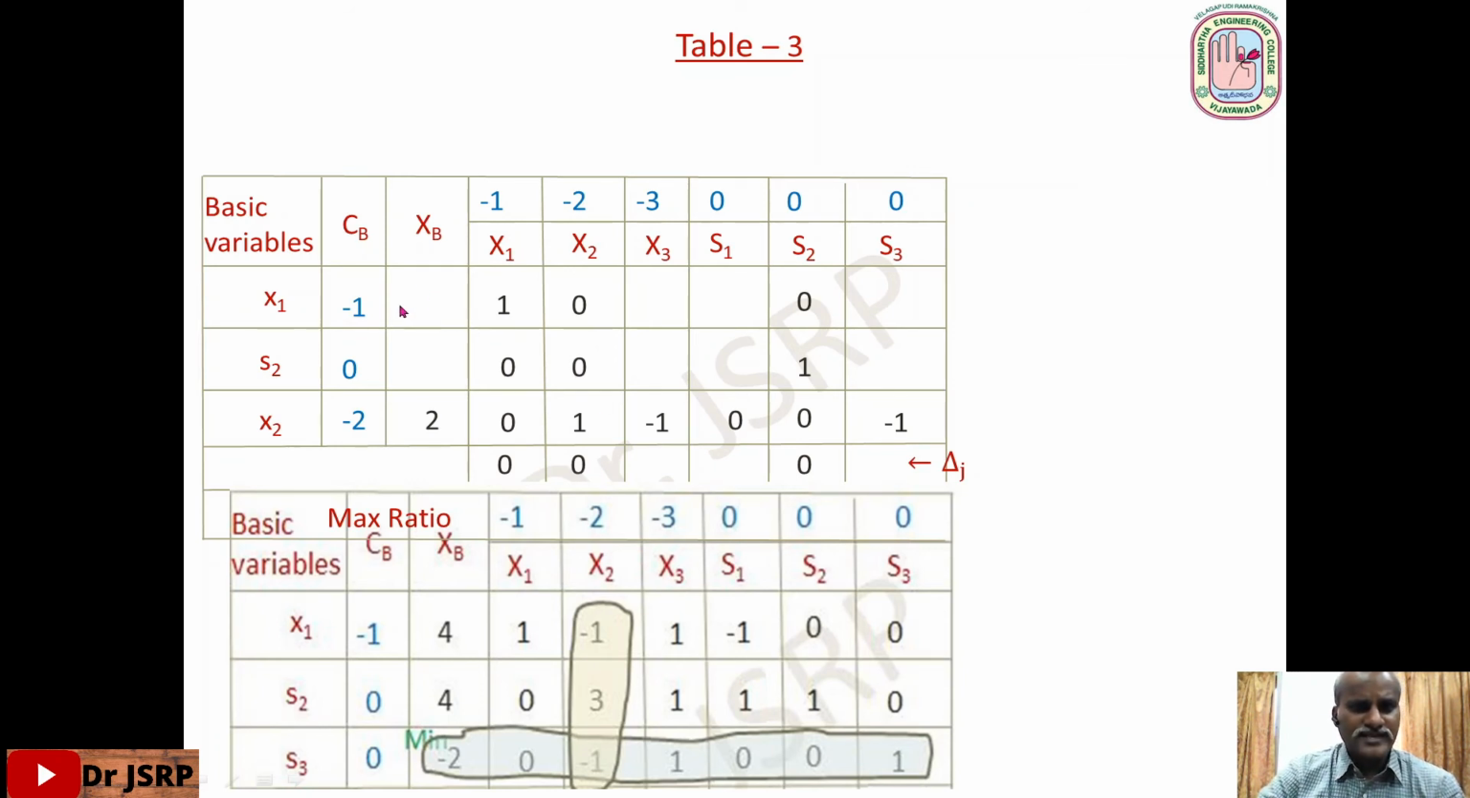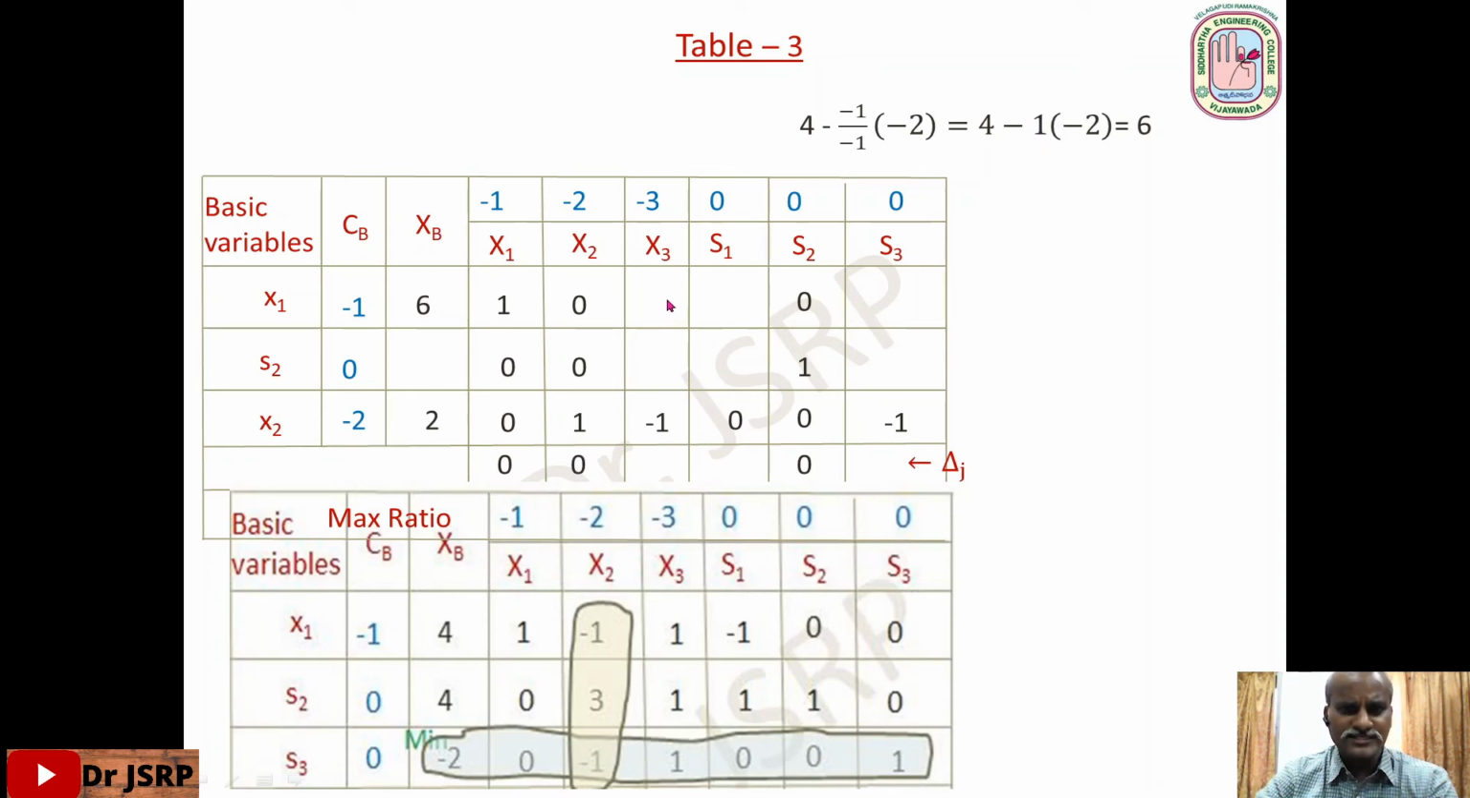Next, to calculate this value, the present value 4 minus pivot column element minus 1 by pivot element minus 1 into pivot row element minus 2. Simplify this, the minus gets cancelled. 4 minus 1 into minus 2, that is 4 plus 2, 6. For this row calculation, this minus 1 is fixed.